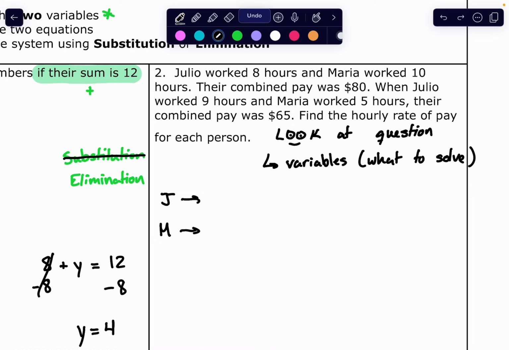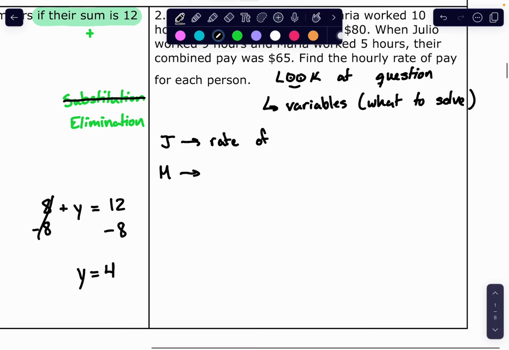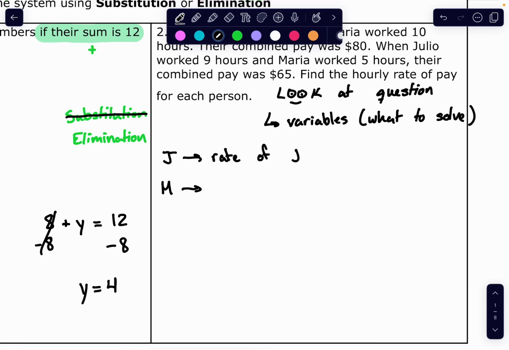You can just write rate of Julio. And M is going to be the rate of Maria.